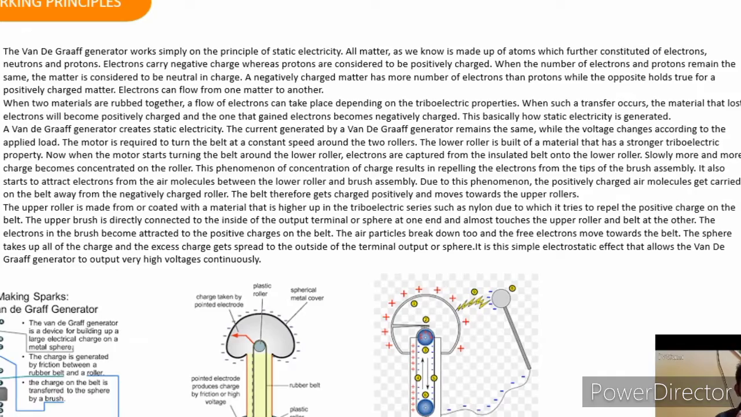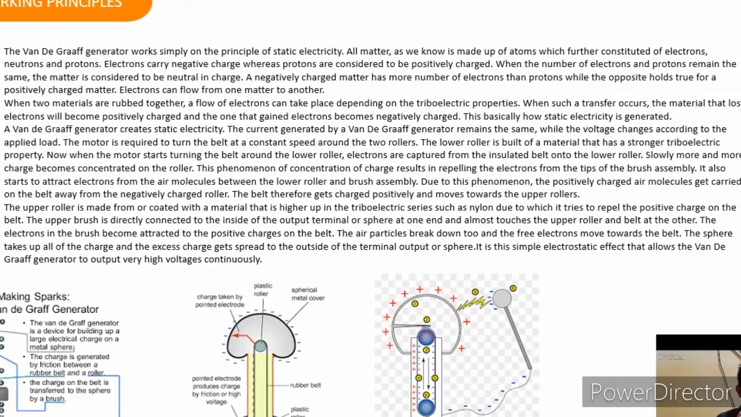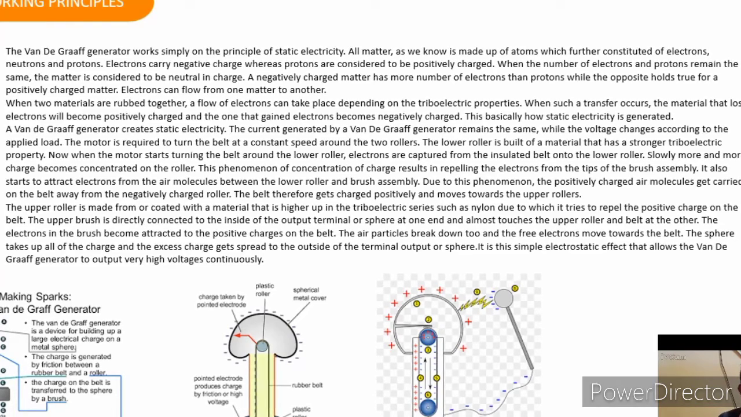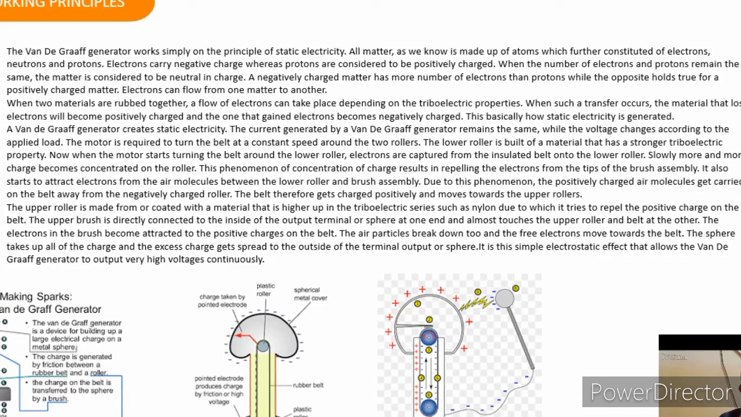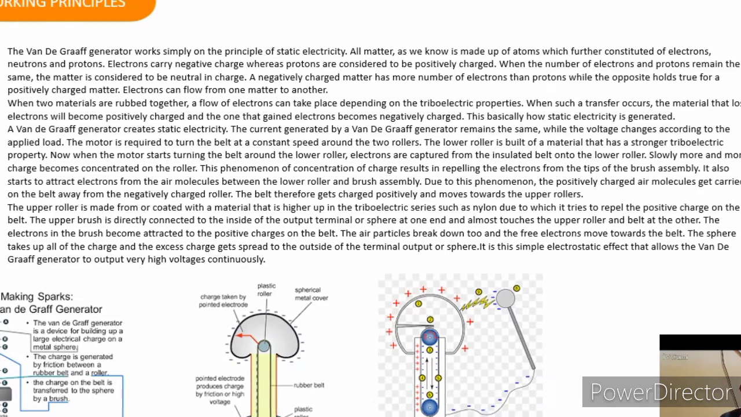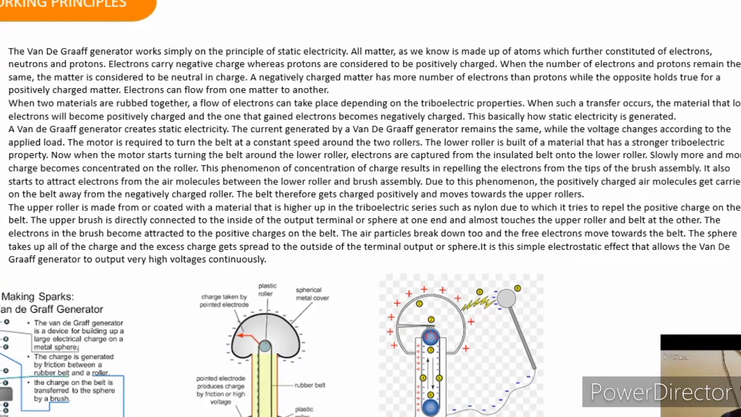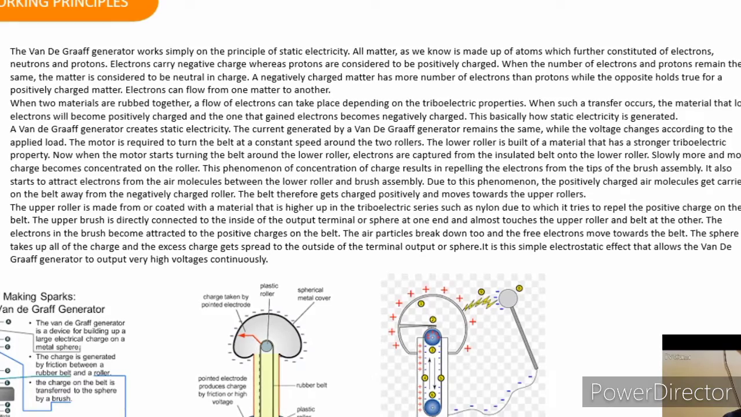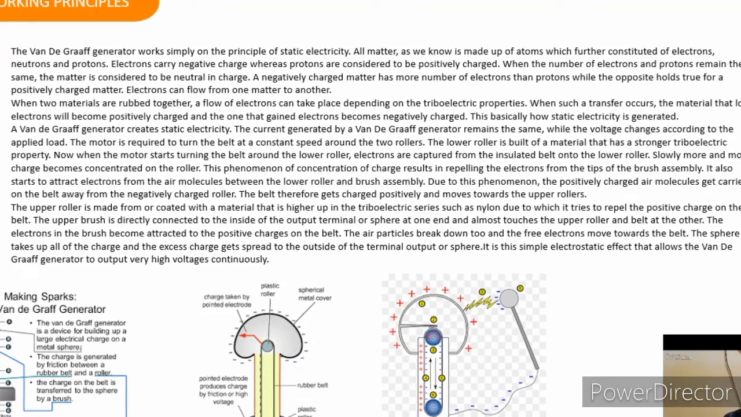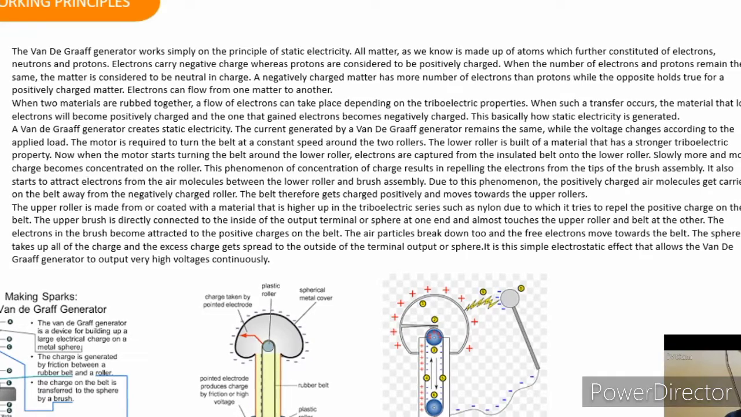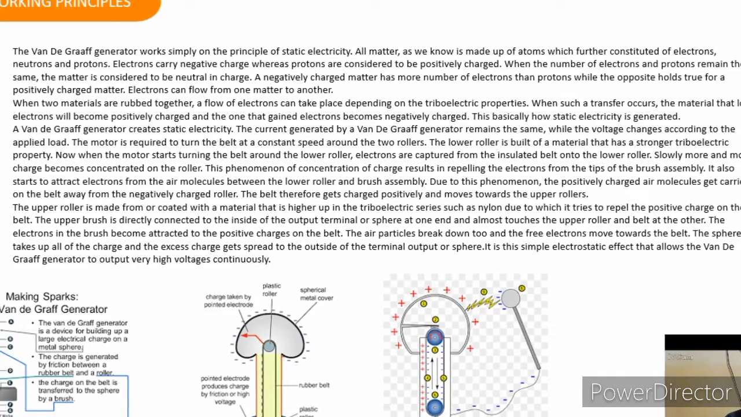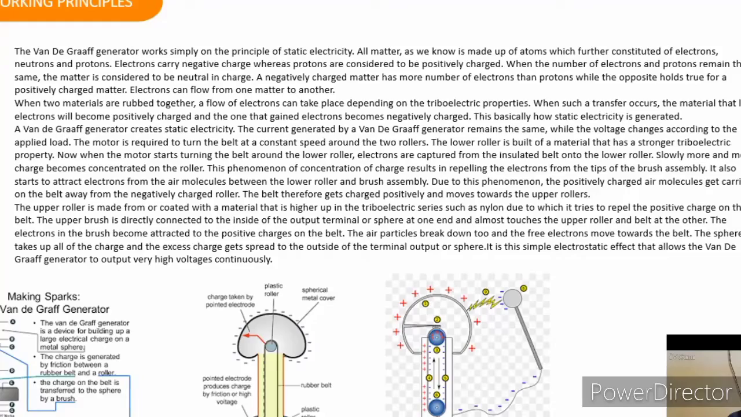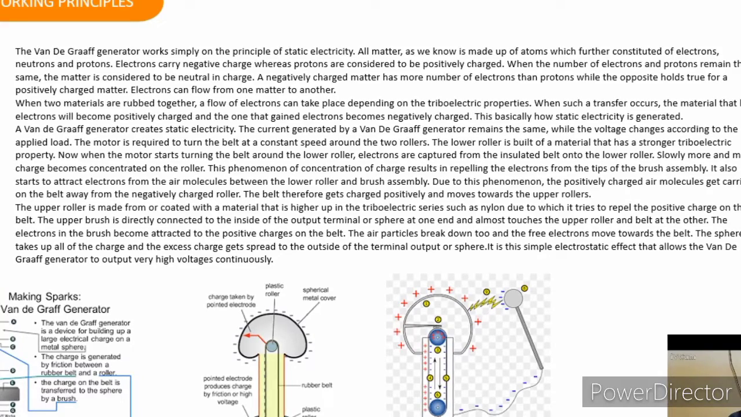Now, when two materials are rubbed together, a flow of electrons can take place depending on the triboelectric properties. When such a transfer occurs, the material that lost electrons will become positively charged, and the one that gained electrons becomes negatively charged. This is basically how static electricity is generated. Like I explained before, when the protons are more, the atom will be positive. If the electrons are more, the atom will be negatively charged.